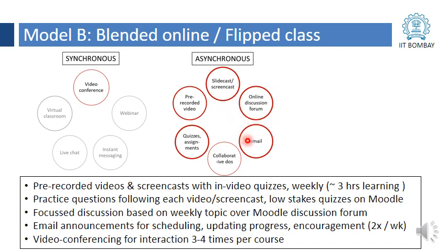Frequent email announcements are sent out for scheduling, for updating progress, for encouraging students, and this is done at a frequency of about 2 times a week or more. The synchronous component of this model consists of a live interaction, usually over some video conferencing tool such as Google Hangout or Facebook Live. This interaction occurs 3 to 4 times per course, which is roughly, it could be once a month or once a fortnight.